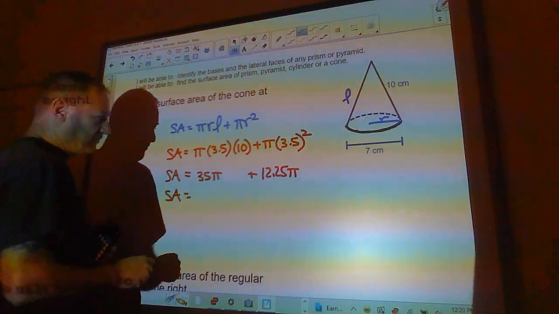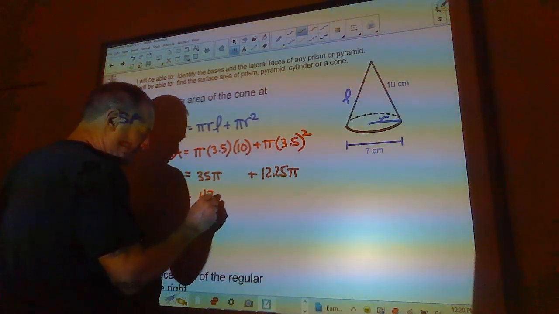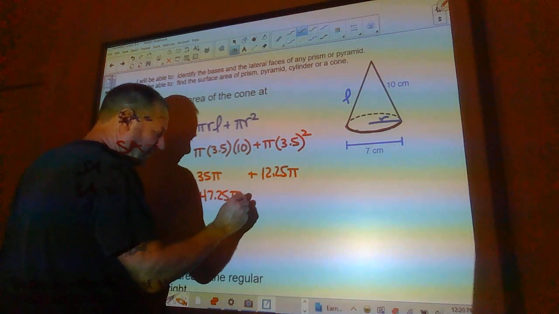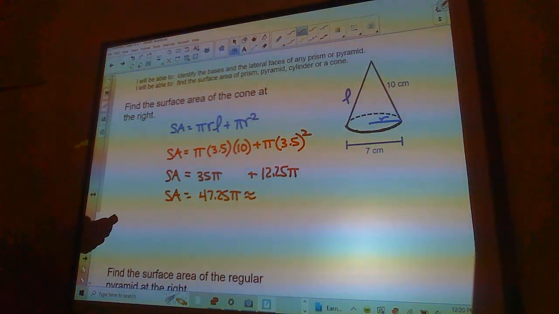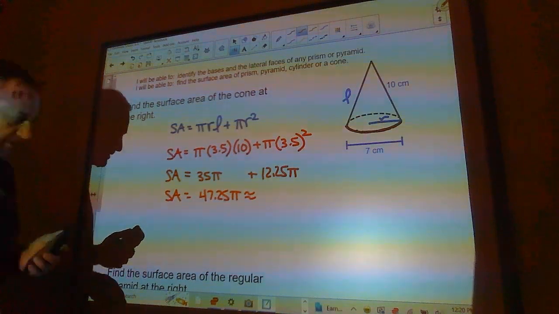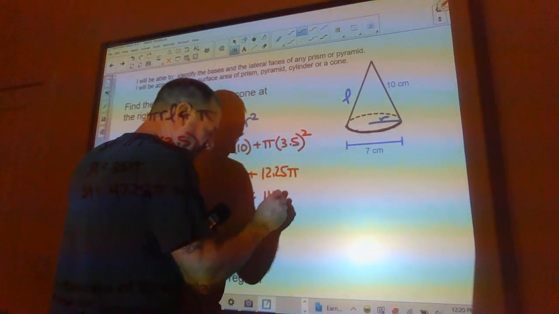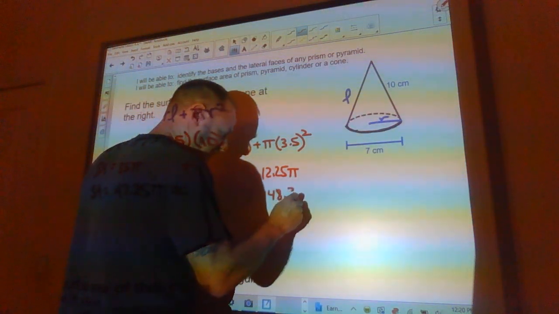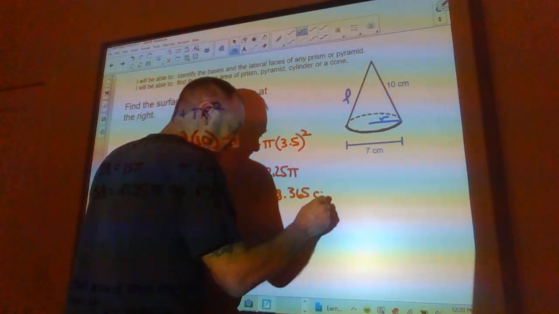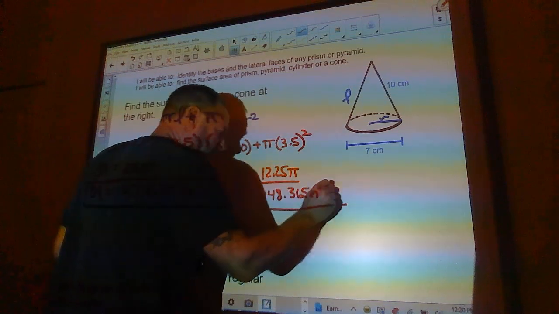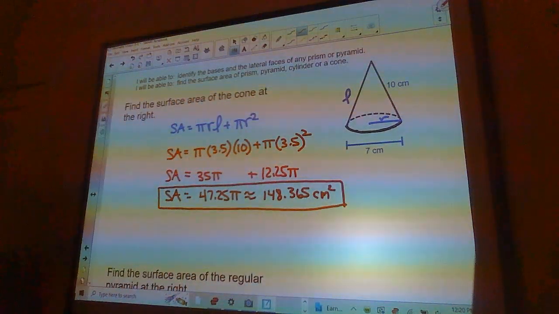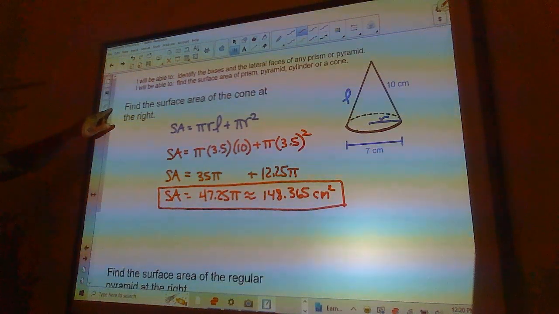And so that's 47.25 pi. So we can go ahead and multiply that out. We get about 148.365 square centimeters. Okay.